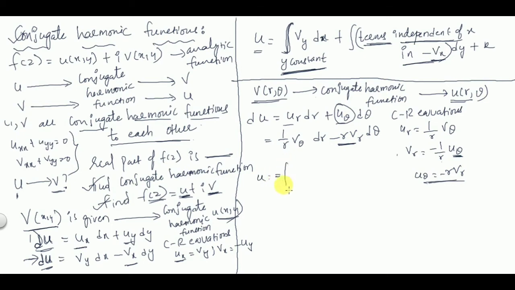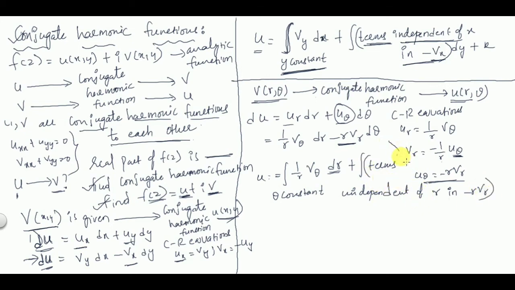So therefore u is equal to the integral of 1 by r v theta dr. Since the integration is with respect to r, treat theta as constant, plus the terms independent of r in minus r vr d theta, plus k. So this is the formula which is used to find the function u.